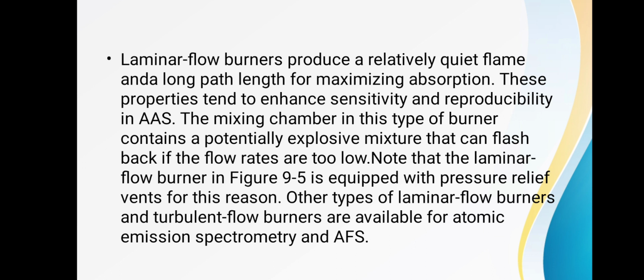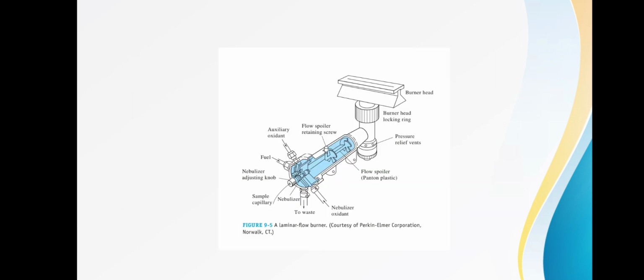Laminar flow burners produce a relatively quiet flame and a long path length for maximizing absorption. For absorption, these properties tend to enhance sensitivity and reproducibility in AAS. The mixing chamber in this type of burner contains a potentially explosive mixture that can flash back if the flow rates are too low. Note that the laminar flow burner in the figure is equipped with pressure relief vents for this reason. Other types of laminar flow burners and turbulent flow burners are available for atomic emission spectrometry and AFS. Here you can see the diagram of a laminar flow burner.